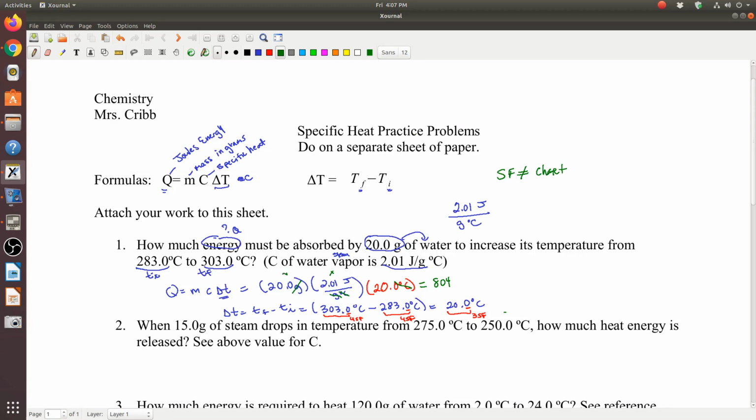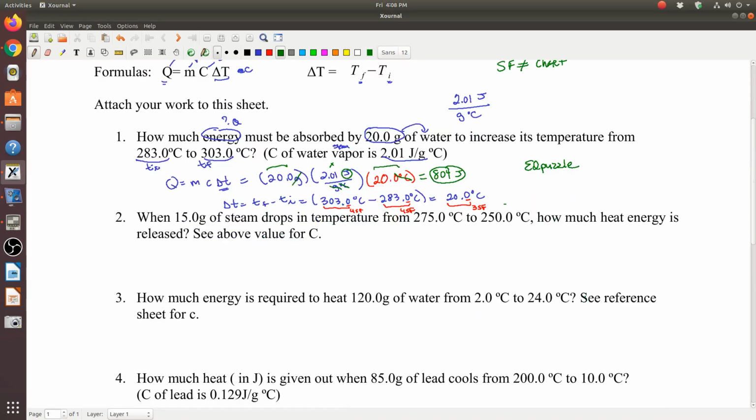This is a measured value, the 20 grams, and the degrees Celsius is a measured value. Both of those have 3 sig figs, so I needed 3 here. So 804 joules, because the only unit that I didn't cancel out is the answer. And remember, joules is an energy unit, so that is the correct unit for this particular question. All right, I'm going to pause here. And now you're going to do one on Edpuzzle. So I'm just going to write this here to remind myself. Okay, now we're going to move on to number 2.